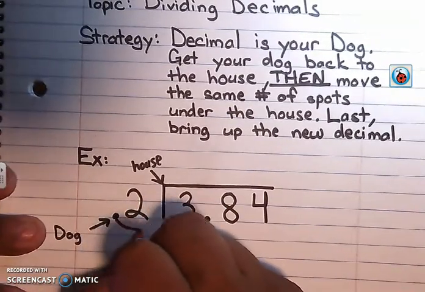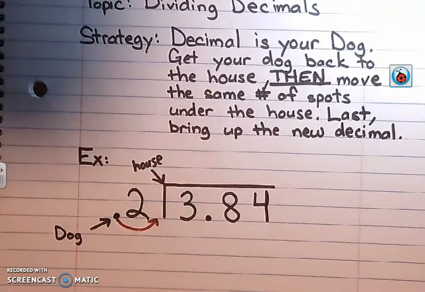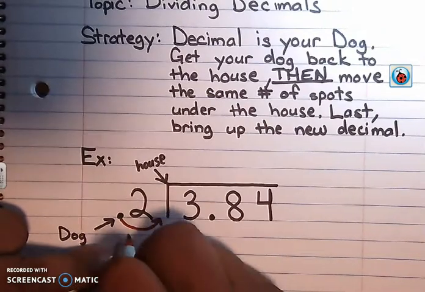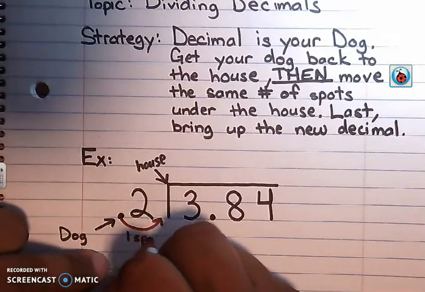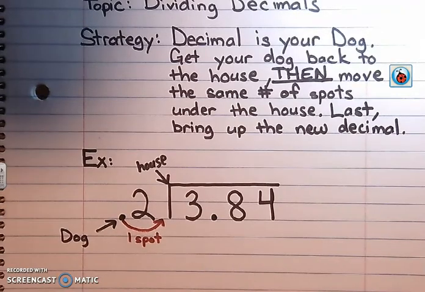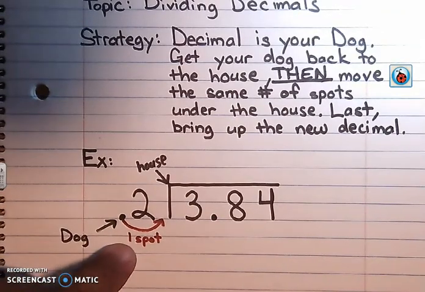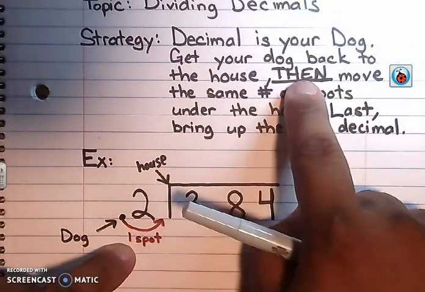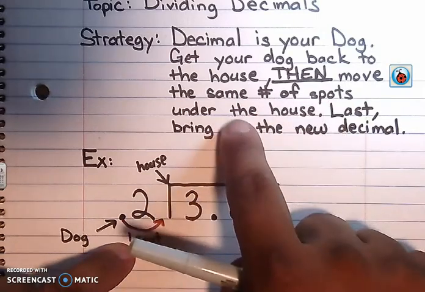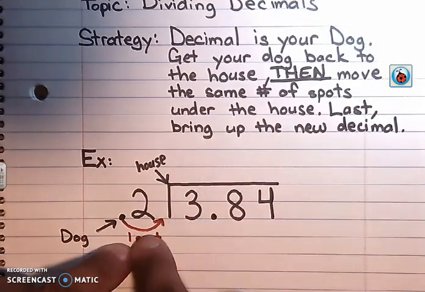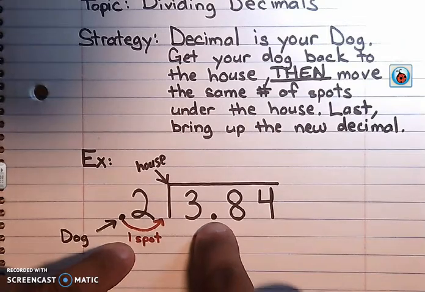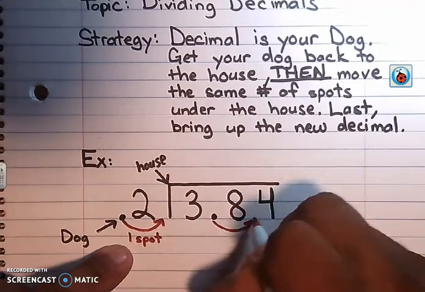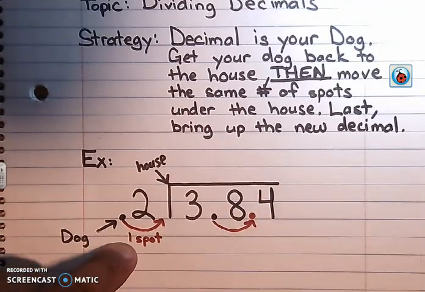So we're getting our dog back to the house. What I did there was I moved it one spot to the right so that I could get my dog back to the house. That's the first part: get your dog back to the house. Then move the same number of spots under the house. So I went one spot to the right. That's what I'm going to do to the decimal under the house. I'm going to go one spot to the right and put the decimal there.